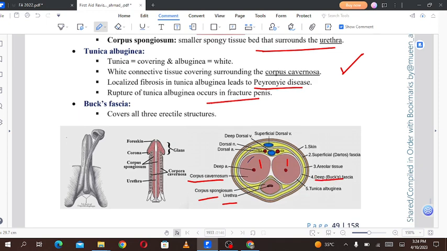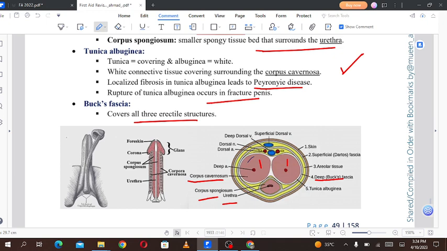So the Buck fascia is covering the corpus spongiosum along with the corpora cavernosa, because there are 2 of them. So that is the Buck fascia. It covers all the 3 erectile structures: the 2 corpus cavernosum and the corpus spongiosum.